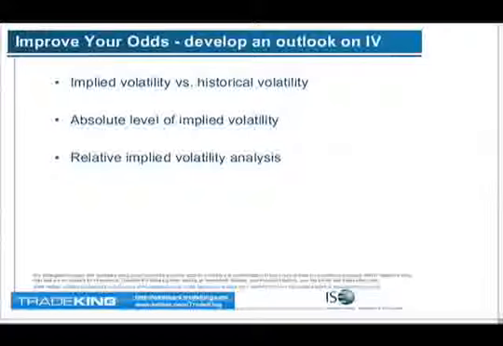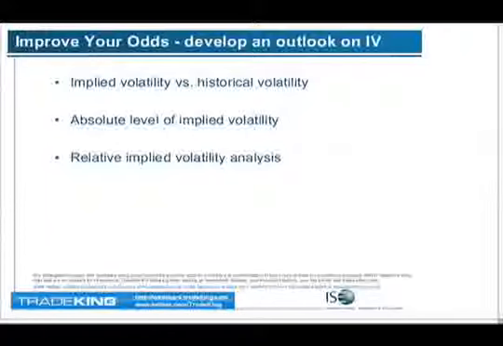So the first way, something that many of us have heard of, is a comparison between implied volatility and historical volatility. So some will say, if implied volatility is lower than historical volatility, then the options are undervalued and maybe it is a good time to buy options. And the reverse also, if implied volatility is above historical volatility, then it may be a good time to sell options.